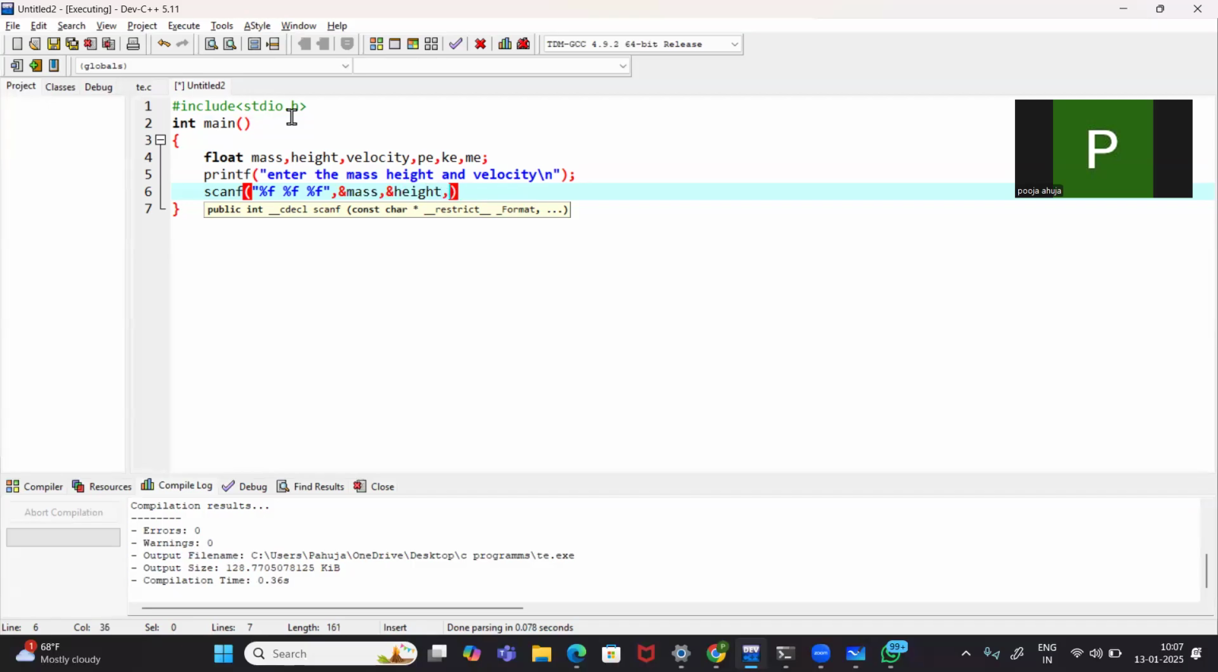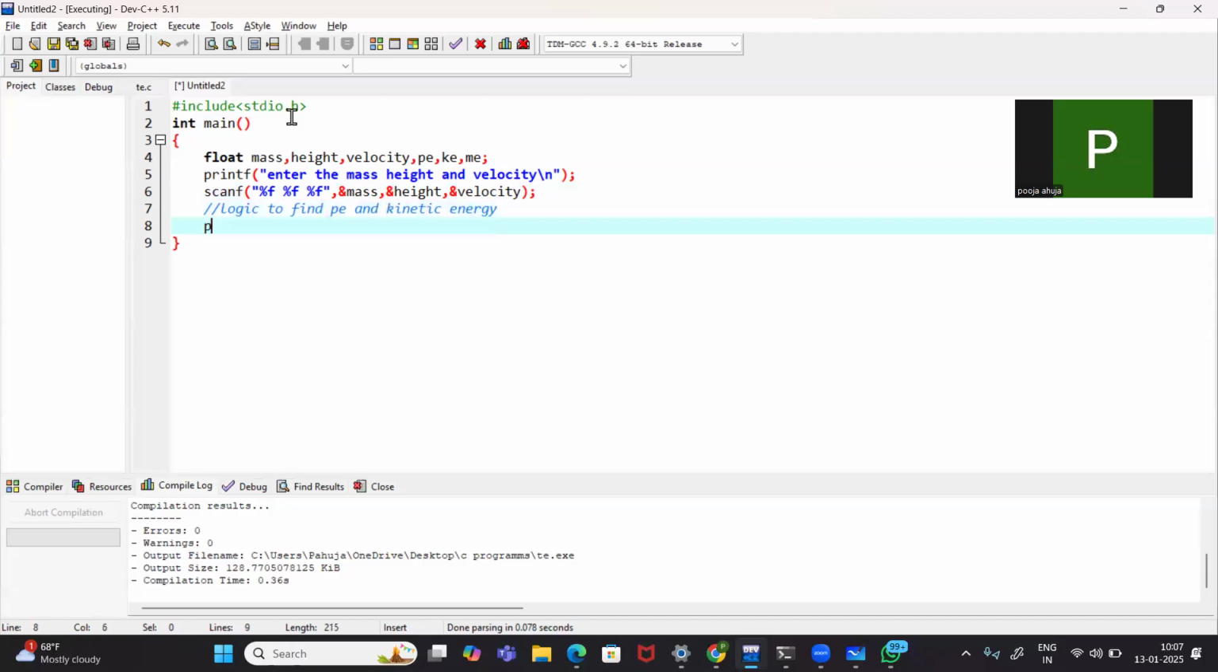I'll be reading the mass, height, and velocity values. So now, what is the first thing? I have to write the logic to find potential energy and kinetic energy.